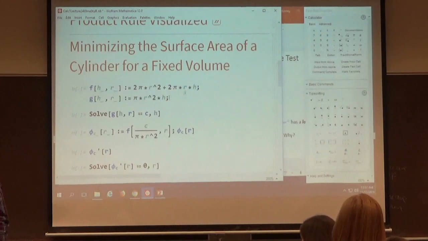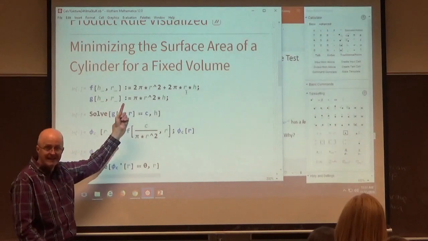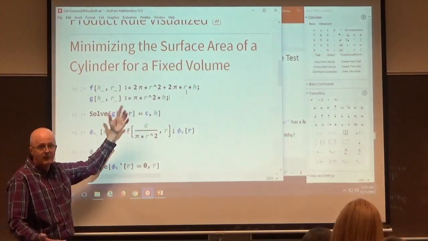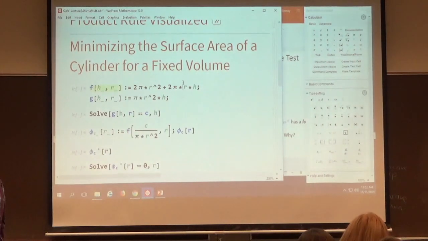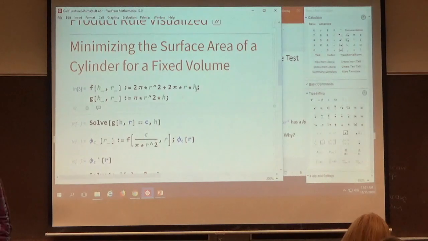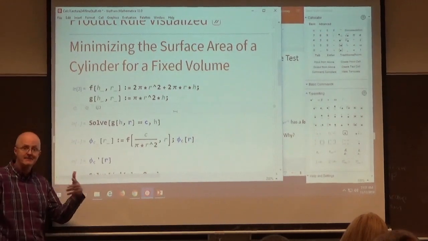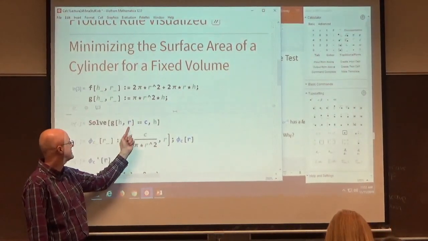I showed you this last week as well. F was the function that is the surface area itself that you're trying to minimize. G is the volume that was equal to a constant. That was the constraint. But they're both functions of h and r, and this is how you enter them in Mathematica. And if, for example, you wanted to do what I did symbolically by hand, solve for h in terms of r, this is the syntax you want to use.